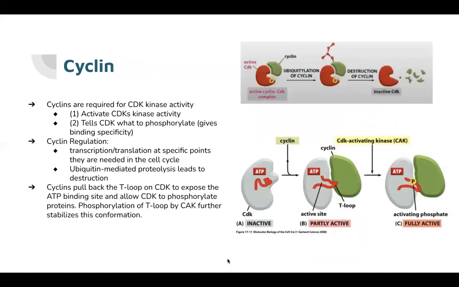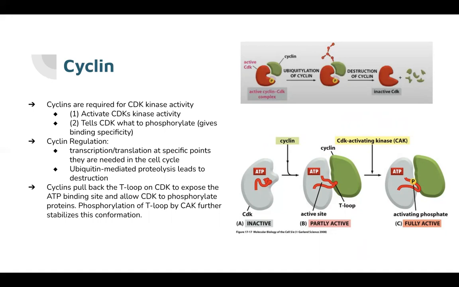All right, so let's talk a little bit more about cyclins. Like I said before, cyclins are required for CDK's kinase activity, so they activate CDK when they bind together. It also tells CDK what to phosphorylate, so it gives binding specificity. CDK is going to bind to cyclin, and then the cyclin and CDK complex are going to make an interaction with its downstream target protein. So they both contribute binding interaction. That's why CDK is dependent on cyclin.